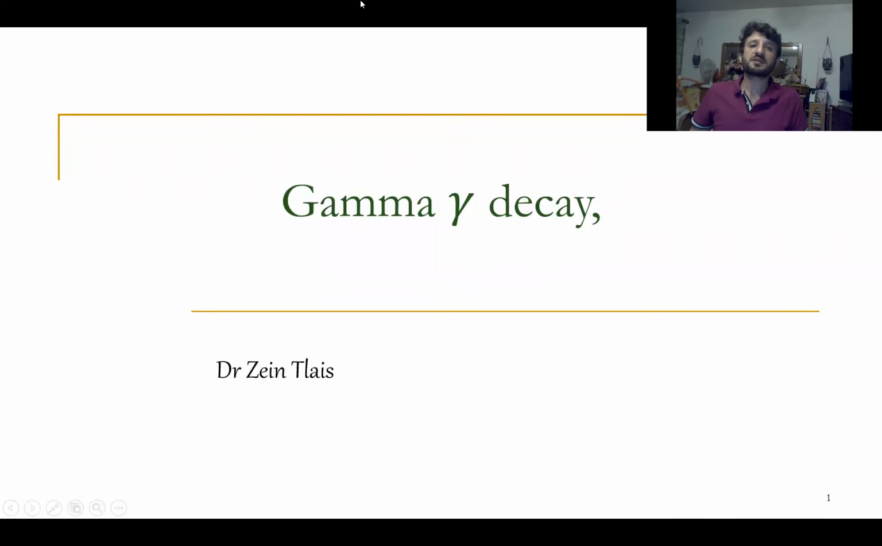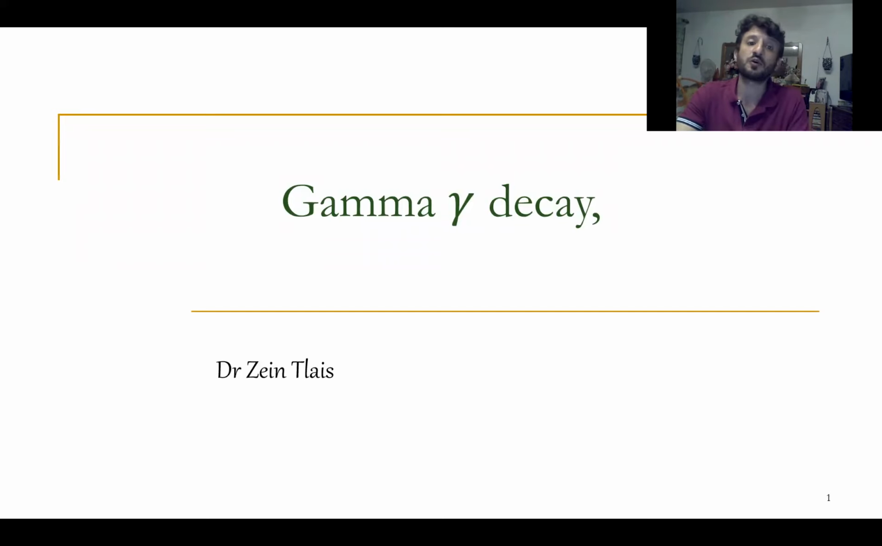Gamma decay. In the last videos, we talked about alpha and beta decays. I said in the case of alpha and beta, we have a spontaneous decay, a natural decay of any radioactive nucleus. An unstable radioactive nucleus will decay to a more stable nucleus by emitting an alpha particle, He-4-2, or beta minus or beta plus particles. So here we are talking about particle emission.